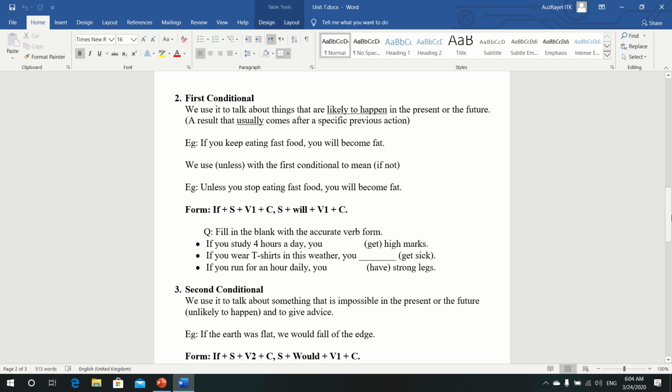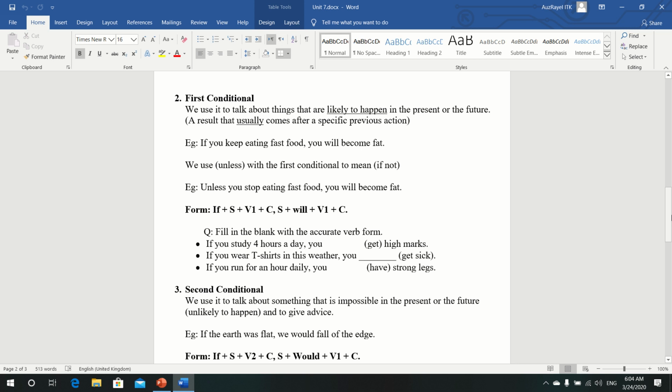Okay, so we use unless with the first conditional to mean if not. Okay, here we have the word unless. Remember in the zero conditional we could use the word when and replace it with the if. So we have said if you study hard you pass the exam, and we replace the if with the when. It becomes when you study hard you pass the exam.